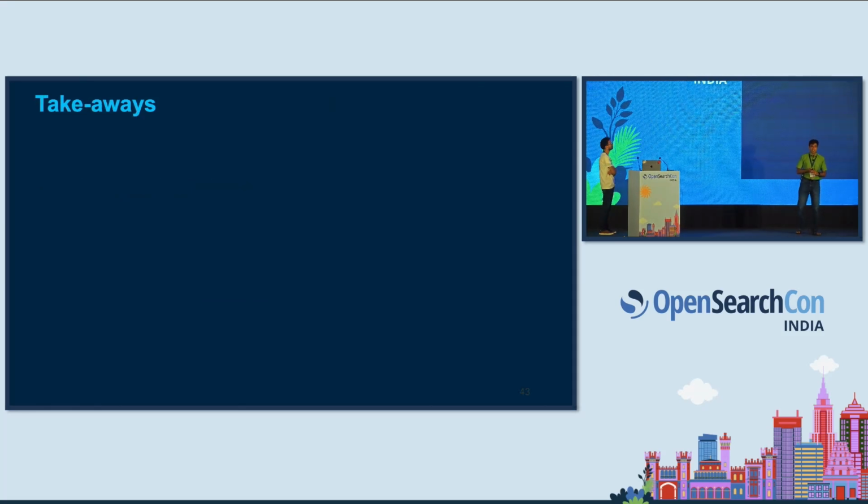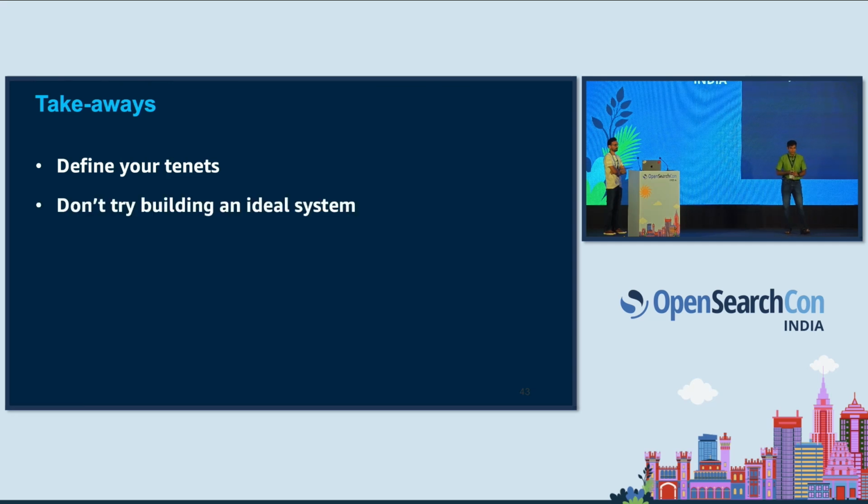So what are the key takeaways? Define your tenets. So our tenets help in making our key decisions. Let's say durability over availability, throughput over latency, right? So if we define our tenets earlier on, it helps in making decisions easily. Don't try building an ideal system, because we can't really do that, right? We have to make some trade-offs always, right?